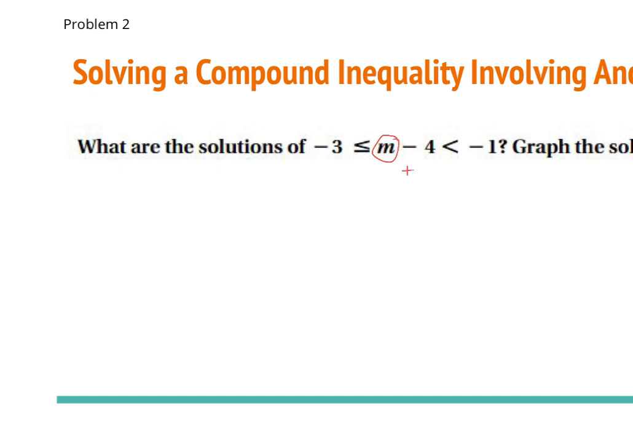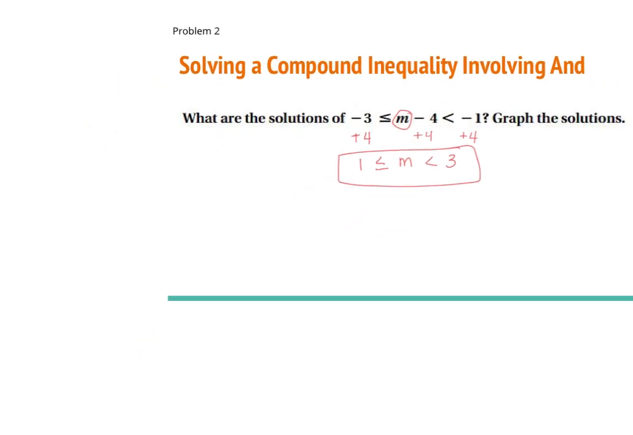So what we do is we add 4 to everything, okay? You have to add 4 to all 3 sections. So this is -3 plus 4. This is going to be 1 is less than or equal to m, which is less than 3.